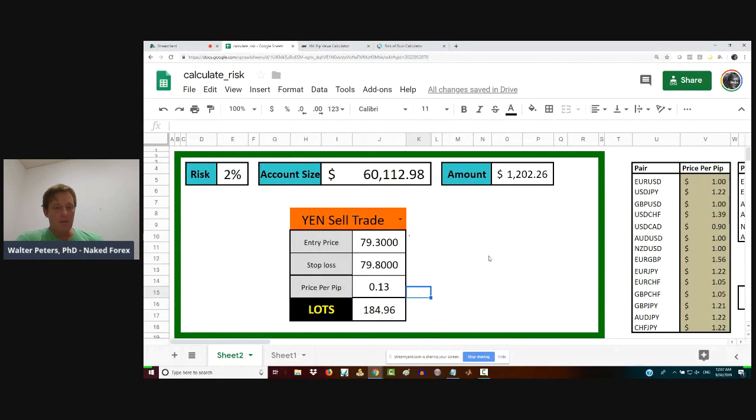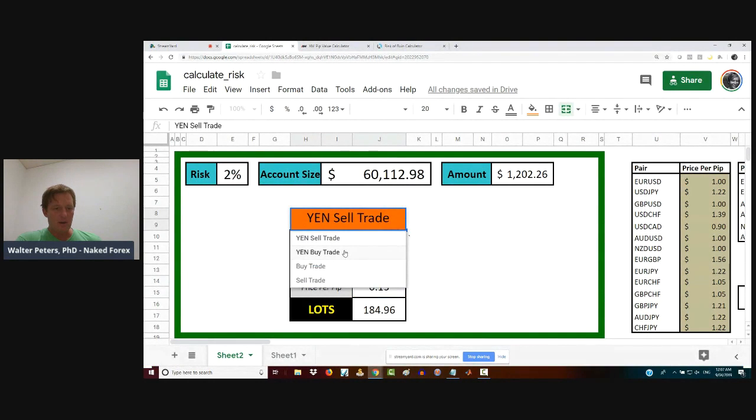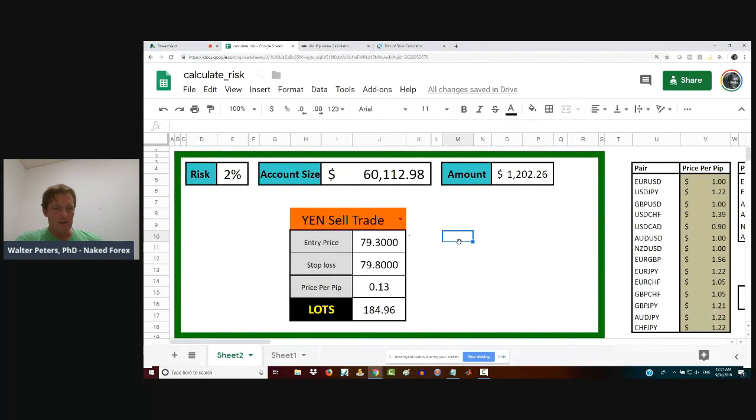So the thing to keep in mind here is that you need to, number one, know what the pip value is. And then with this calculator, you just choose whether it's a yen pair or a standard pair, because the calculation is obviously different with the yen pairs. They have different decimal placement, essentially.